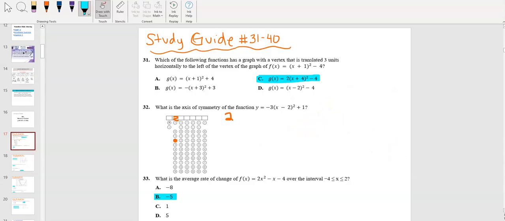All right, another set of Algebra 1, Semester 2, Final Study Guide Review. We're looking at questions 31 through 40, so let's get started.